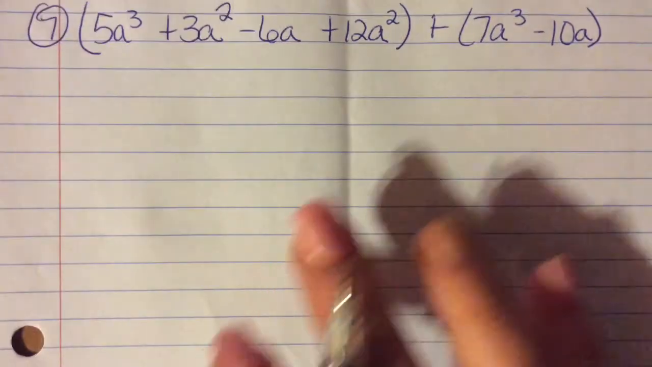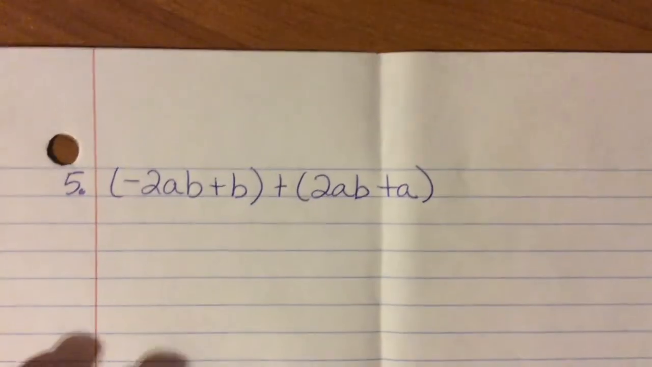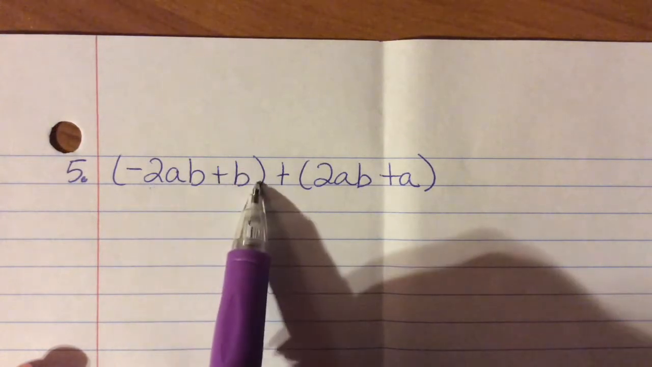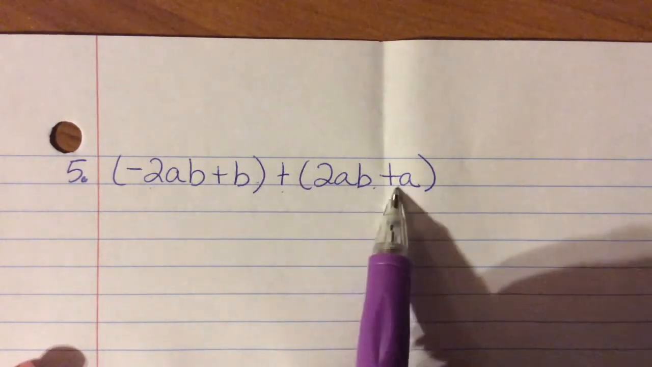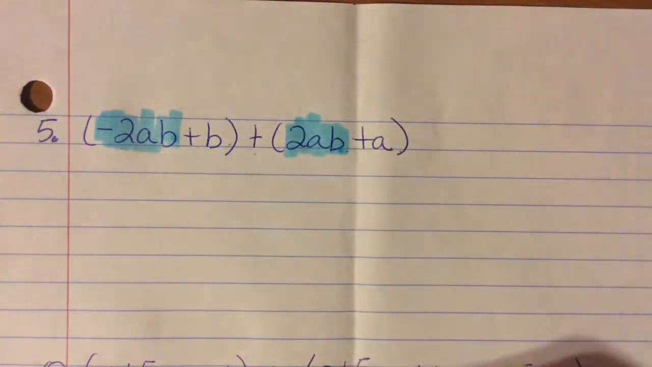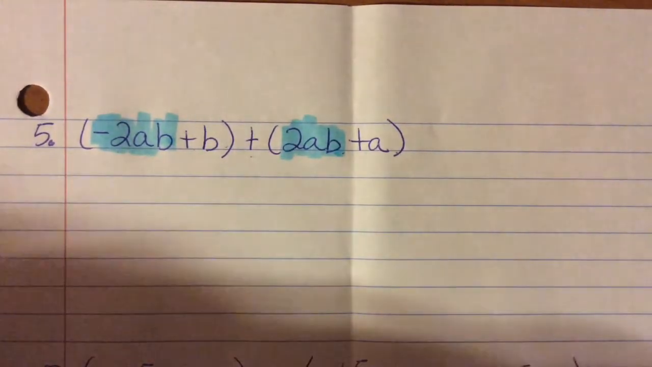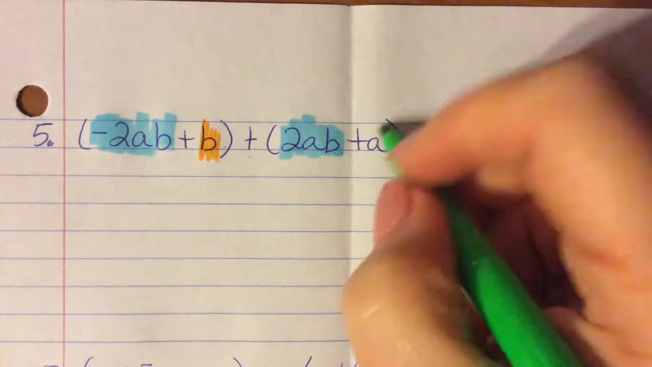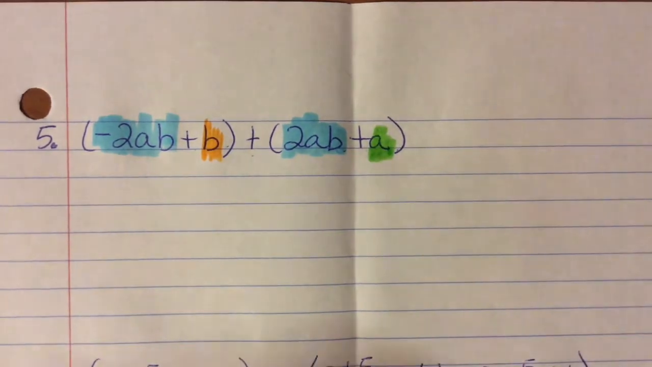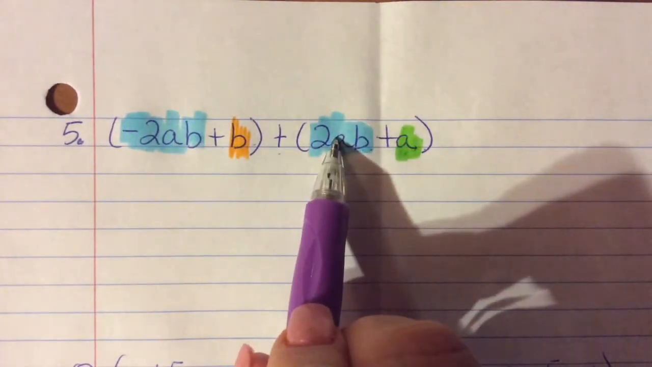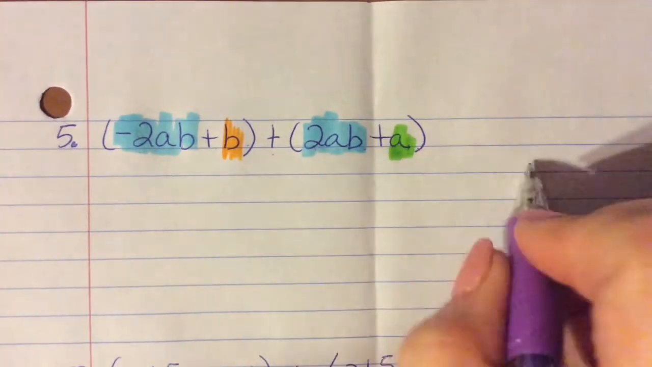Okay, let's look at a couple more. So here, I see I have a -2ab plus b plus 2ab plus an a. So these two, this one here and this one here, are like terms. But then here at the end, I've got a b that's on its own and an a, and they are not like terms. Okay, so the first thing you might see is that I've got to combine this one and this one. Okay, I'm going to move this one under here because I have more room to write this way.